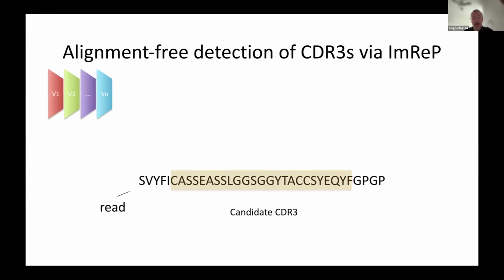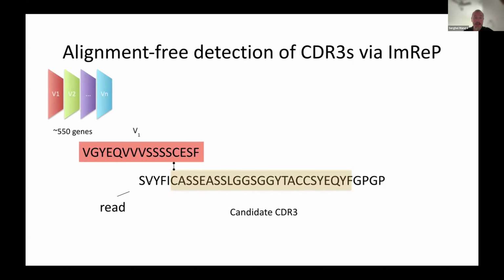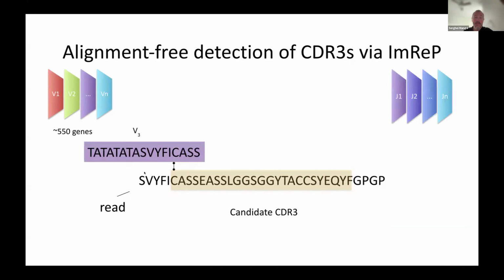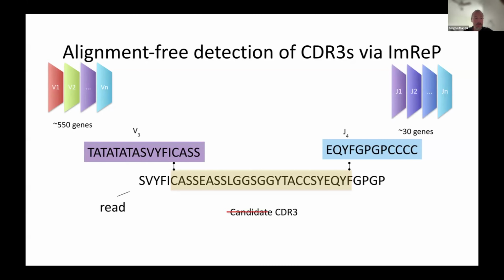Now, next, we need to look at the flanking regions and match them with the V genes. So we take the piece which is not highlighted in yellow, and we try to match it with a V gene. Is it a match? Not yet. V1 is not a match. We try V2, and we try V3, and that's a match. Great. Then we repeat the same procedure for the J gene, for the flanking region on the right. And that is no longer a candidate CDR3 sequence. That's a true CDR3 sequence we're going to report.